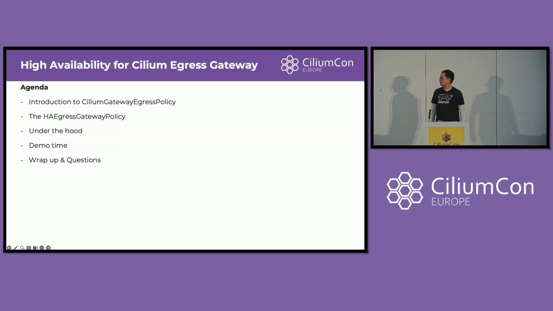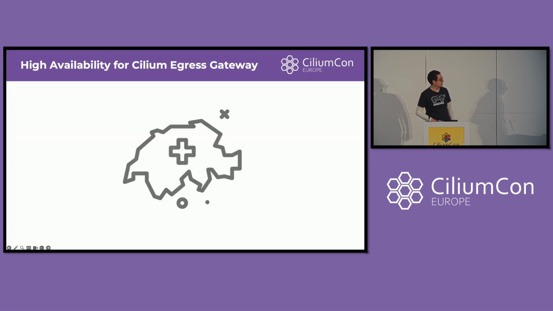Today, I am going to guide you through the Cilium Egress Gateway feature and show you how we manage high availability in our on-premise Kubernetes cluster. We will check what happens under the hood, and hopefully we will have time for a small demo and your questions. But first, let me introduce our company.